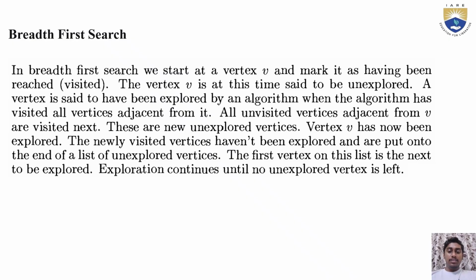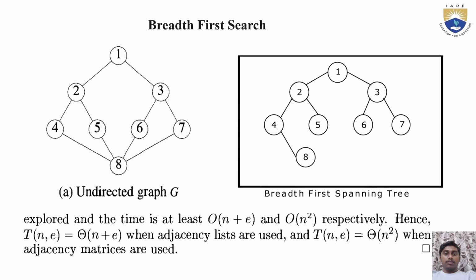The newly visited vertices haven't been explored and are put onto the end of a list of unexplored vertices. The first vertex on this list is the next to be explored. Exploration continues until no unexplored vertex is left. In simple words, we can say that breadth-first search finds the shortest path step by step.